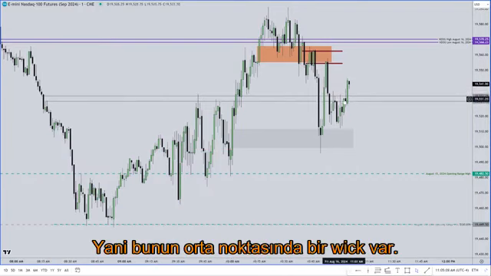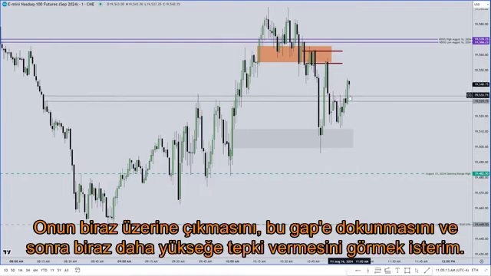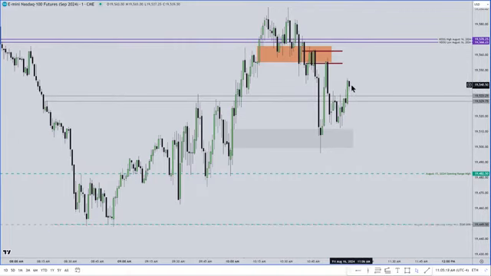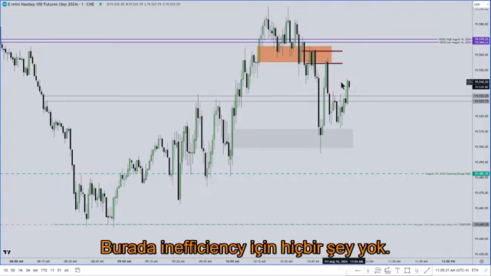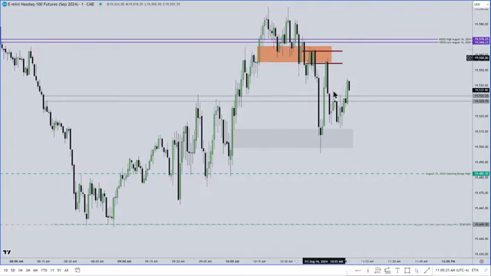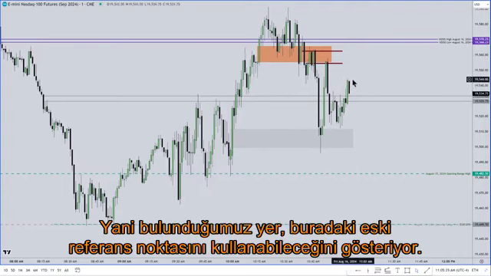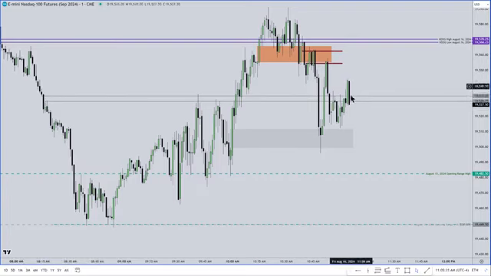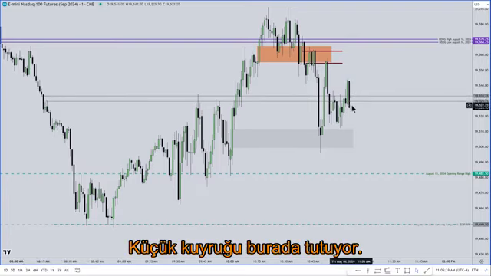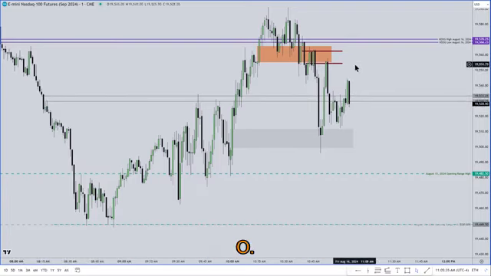So we have this wick, midpoint of that. I like to see it go over that a little bit and touch this gap and then respond a little bit higher. There's nothing in here for inefficiency. So where we're at, it's indicating that it could use this old reference point over here. Keep the body inside of it. If it keeps the little tail in here, that's fine.